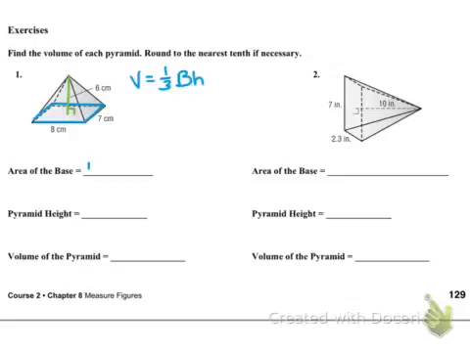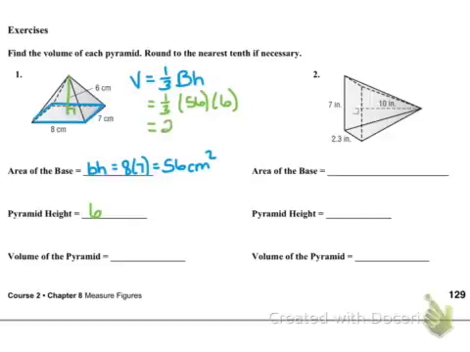Our base is a rectangle, so to find the area you do base times height. In this case that'll be 8 times 7, which is 56, in square centimeters. Then our pyramid height is 6. So when we plug that in, we get 1/3 of 56 times 6. Since order doesn't matter at this point, I can take a third of 6 in my head: 6 divided by 3 is just 2. So I'll have 2 times 56, which is 112 cubic centimeters.